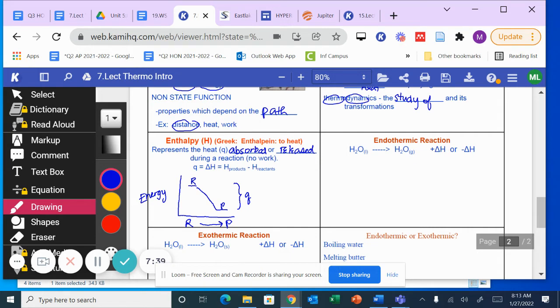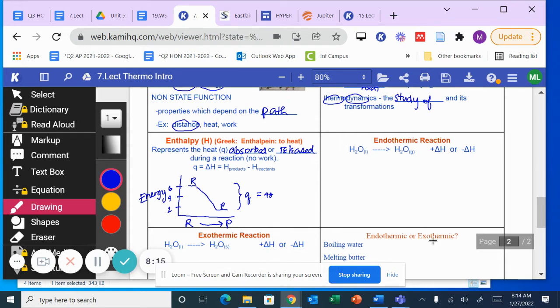Let's go ahead and calculate that. Let's say this is 2, 4, 6 joules. What's the difference there? 6 minus 2, right? 4. Q is equal to 4 J. How did you do that? You just saw the difference, right?